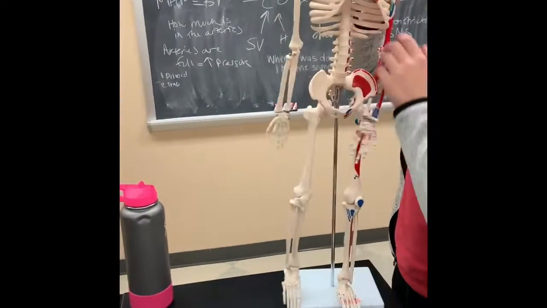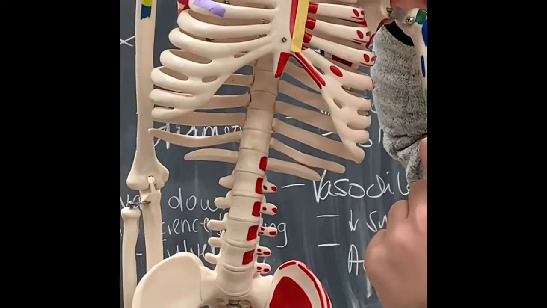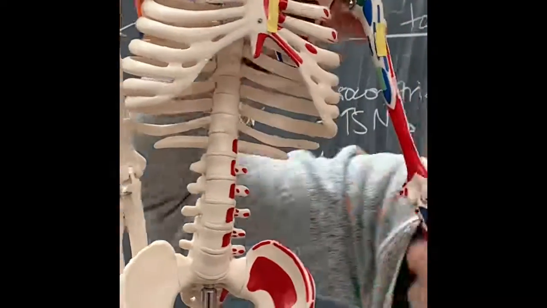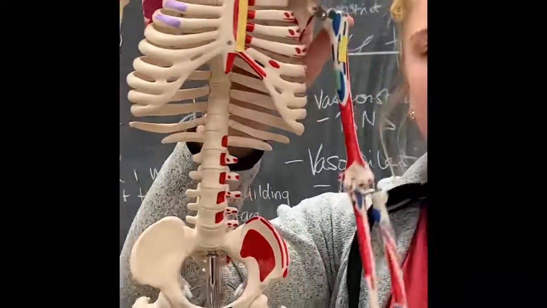And then the last one is the coracobrachialis, and basically the insertion is here, the origin is here, and all that does is help flex and then adduct.